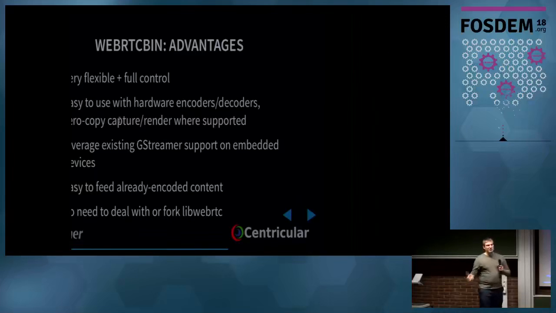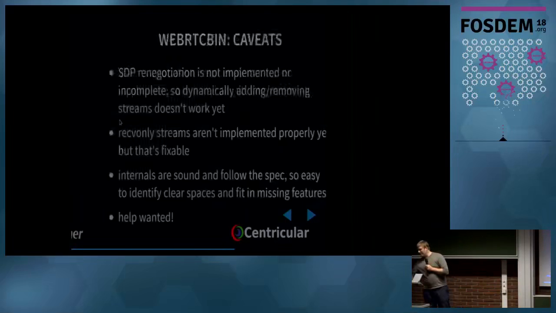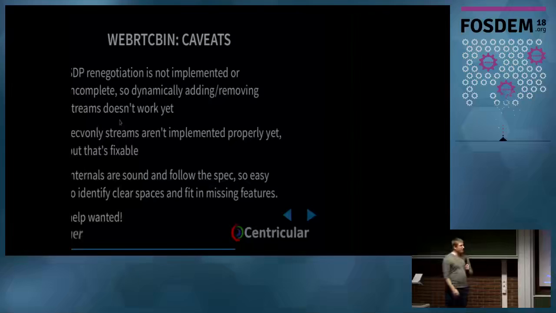It's very flexible. You've got full control. It more or less maps the existing APIs, so you have to learn something new in that respect. The nice thing is you can leverage all the existing stuff in GStreamer, hardware encoders, decoders, zero copy capture and rendering. You can make all that work. So it will work on embedded immediately. You can feed pre-encoded content, and you don't have to fork libwebrtc and maintain it and update it. It's not super complete, but it's used in production, so it works well for what it does. But it doesn't do everything yet.